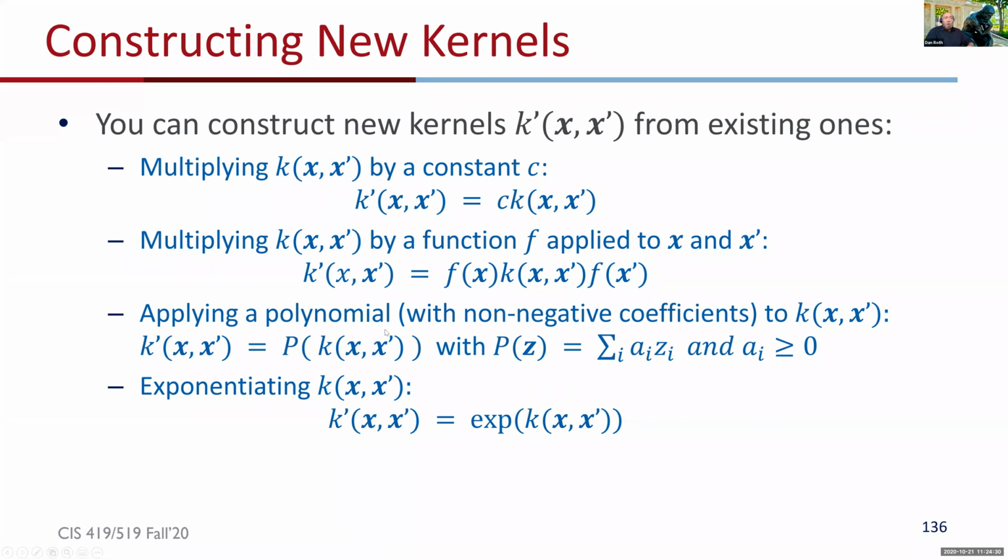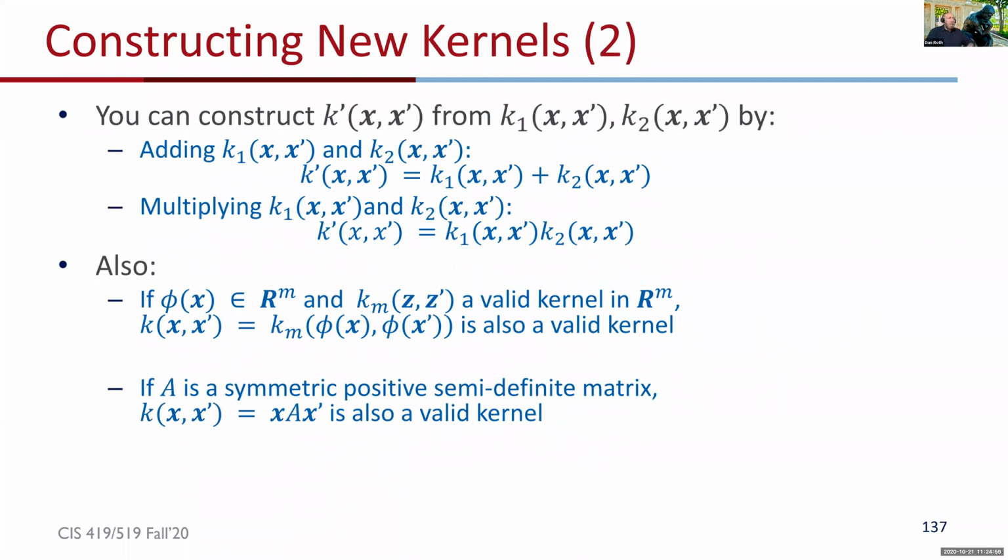If you apply a polynomial with non-negative coefficients to a kernel, you get a new kernel, right? So if this is a polynomial over z, sum of a_i z^i, if k is a kernel, p of k is also a kernel. And you can also exponentiate a kernel, and you get a new kernel, e to the power of a kernel. And quite a few other things that you can do, right?